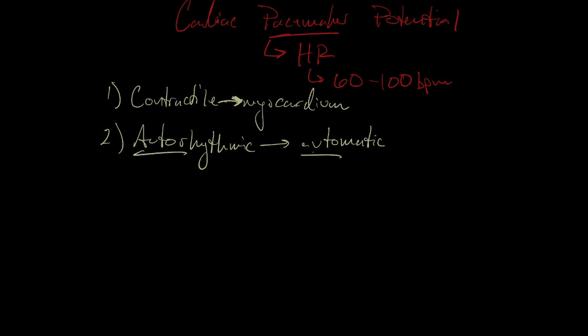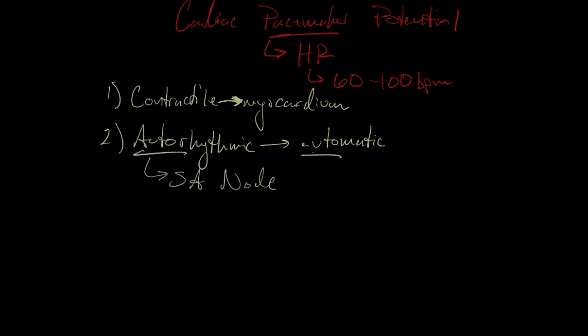So this pacemaker potential is occurring in these autorhythmic cells, and we specifically have these in a region called the SA node, or the sinoatrial node, right? That's where this is occurring. It's kind of in the wall of the right atrium where these SA nodal cells are located, right?